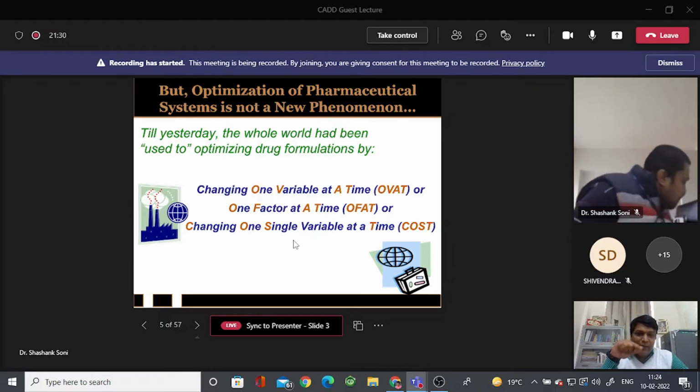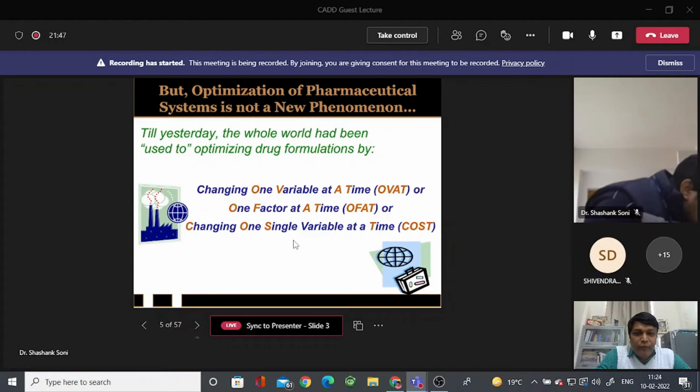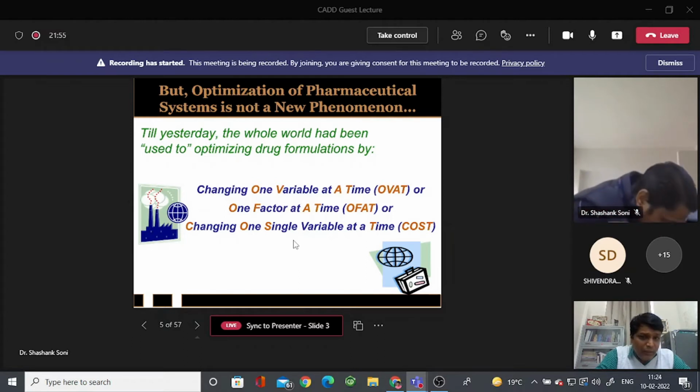Then you will try various amounts of disintegrant. You will take 2% of disintegrant. You will take 2.5% of disintegrant. You will take 3% of disintegrant, and a person can take 5% of disintegrant. But you are changing one variable at a time. In this approach, we are changing one variable at a time. OVAT technique, changing one variable at a time, or OFAT technique, also known as one factor at a time, or cost approach, changing one single variable at a time.